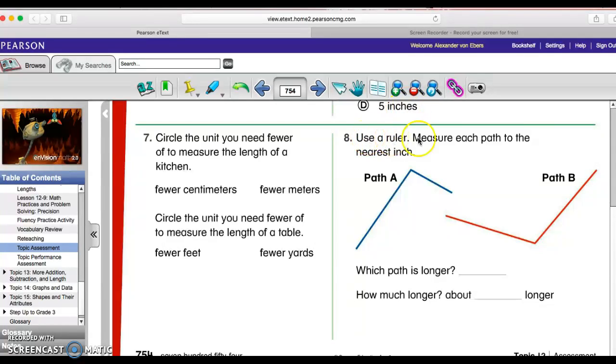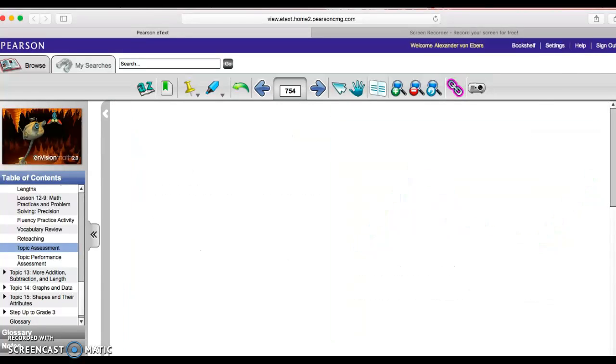Number eight, use a ruler, measure each path to the nearest inch. So here's path A, so measure. Path B, measure. Which path is longer? Tell me which one's longer. And about how much longer? How many inches longer? Remember, measuring in inches.